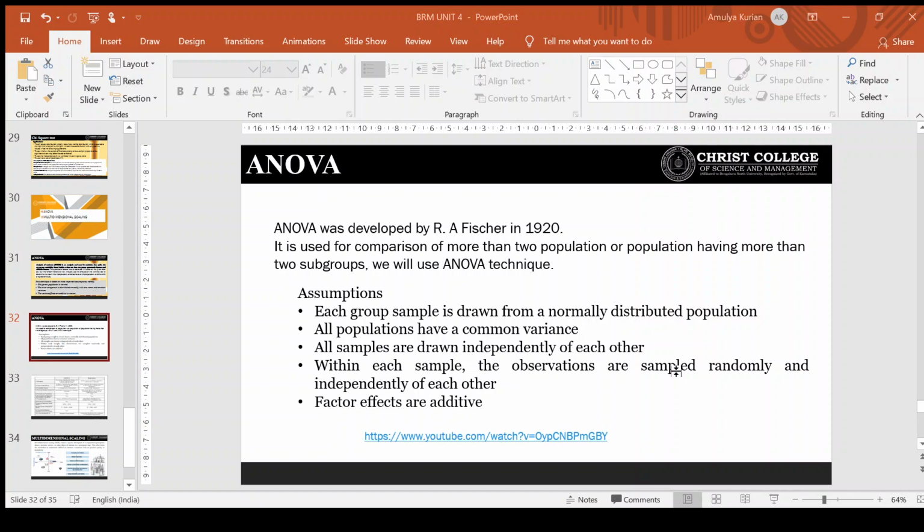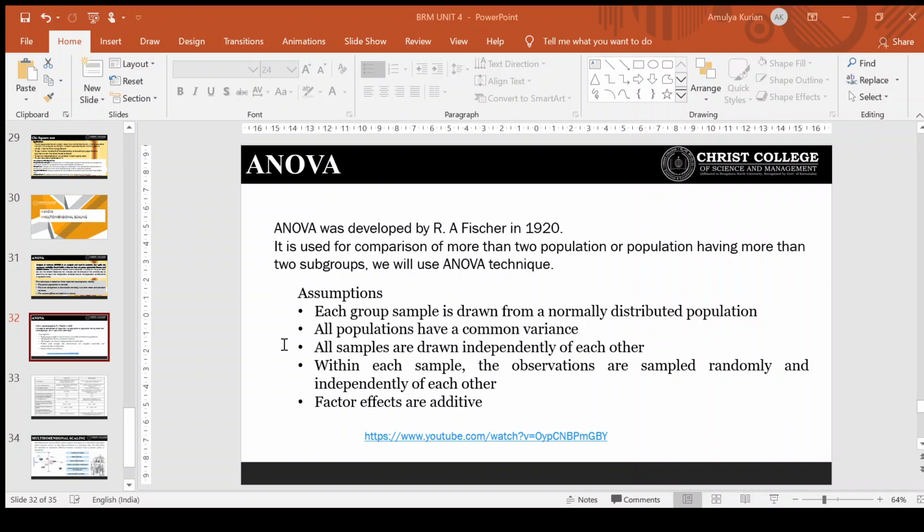ANOVA is something similar to regression, but in this one, we are looking into the difference in variance. We are not looking into the correlation. And there are three different types of ANOVA. First one is called one-way ANOVA. In this one, we are considering only one sole factor.